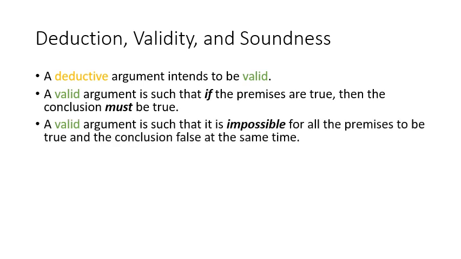Another way to define a valid argument is to say that a valid argument is such that it's impossible for all the premises to be true and the conclusion false at the same time. So it's basically the same idea behind necessitation, that there's just no way that the premises could be true and the conclusion false. So again, that just feeds back to the first definition: if the premises are true, the conclusion has to be true.